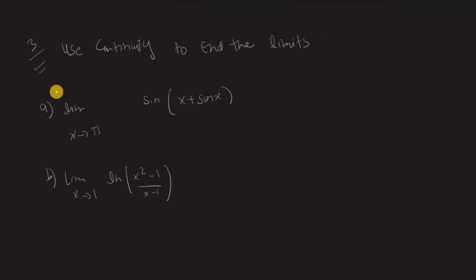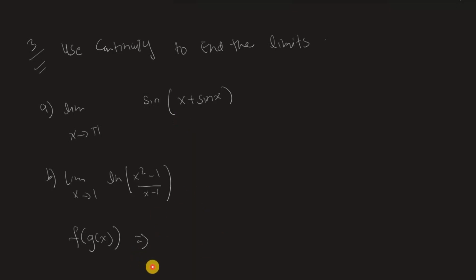Okay, so for the first one, what we basically have to do is, if you know it is a composite function, like f of g of x, right? Because you have a function inside a function, right? So the outside function that you have over here is sine of x, right? And the inside function that you have is x plus sine of x, right? So you basically have a composite function, one inside the other.